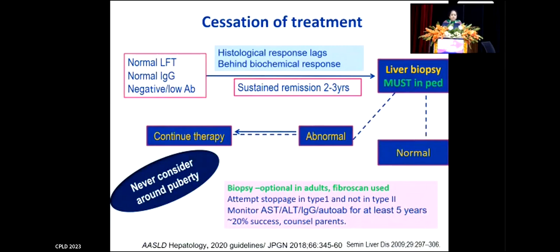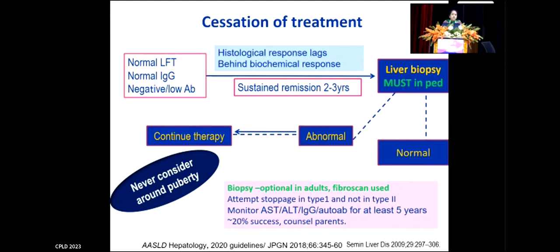Regarding cessation of treatment, as has already been recommended, in children a liver biopsy is a 100% requirement before we stop therapy. They have to be in biochemical remission for 2 to 3 years. We have to do a biopsy and show that there is no activity. Only then can we consider stopping therapy. Whereas in adults, the biopsy is optional. You may use FibroScan and show that it has come down. But for children, we cannot do this.